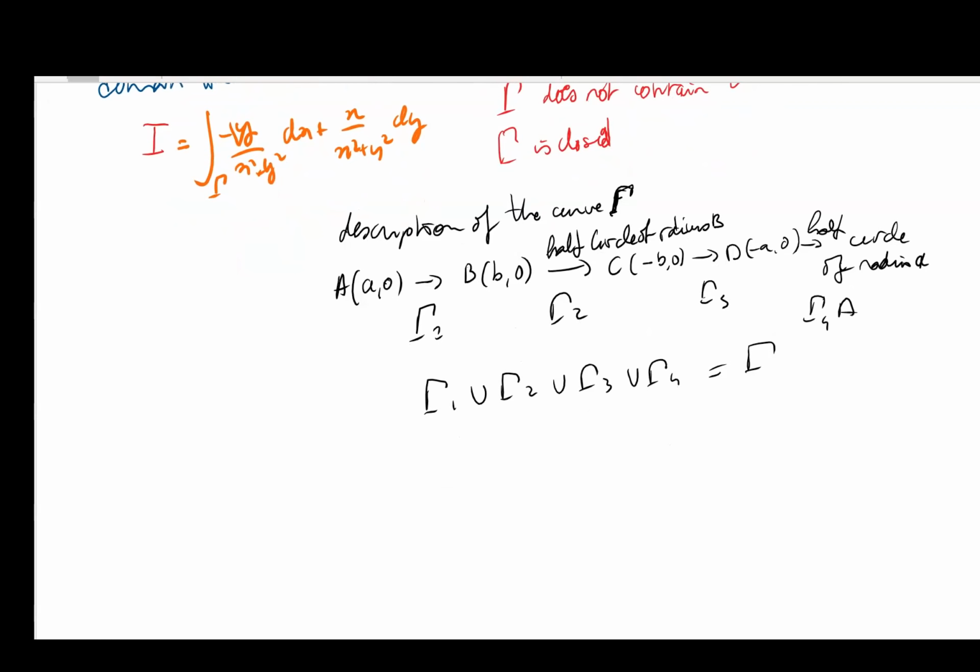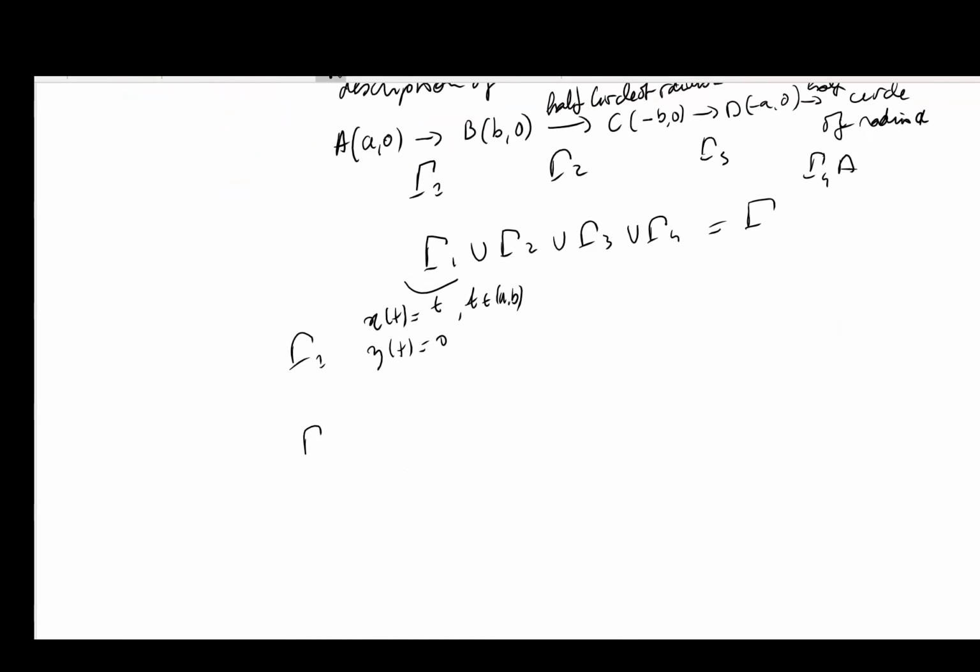So gamma 1 goes from point A,0 to B,0, a straight segment. So x of t is going to get the value t for t belonging to the interval [a,b], and y of t is just going to be 0 there. Okay, so that's gamma 1.